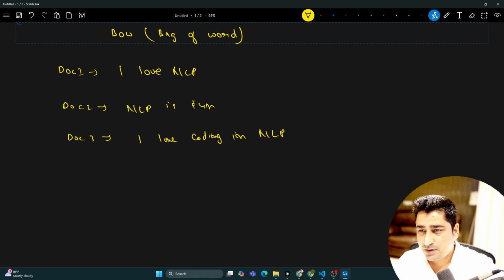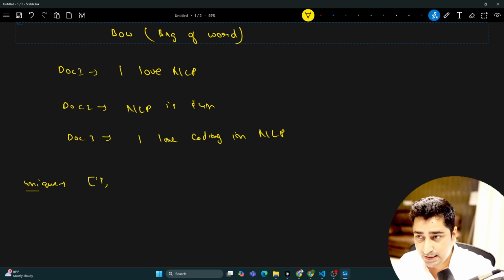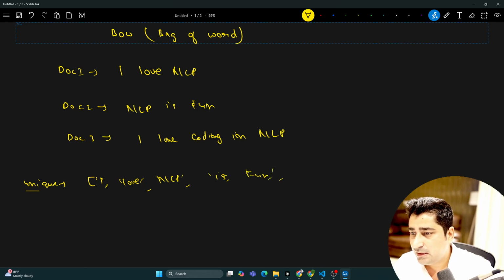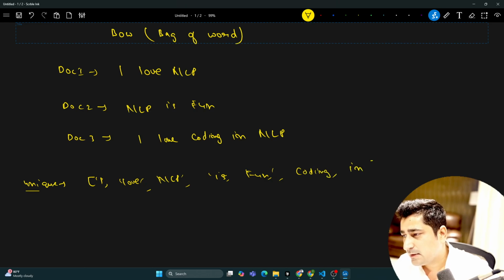So let's do it. First of all, let's suppose we have these three documents. We will try to find the unique words. So here I can write unique data-wise. "I" is unique. Then we have "love." We have "NLP" as unique. Then we have "is" as unique. We have "fun" as unique data. Then "coding" is unique, "in" is unique. So these are the data that we have as unique ones, right?